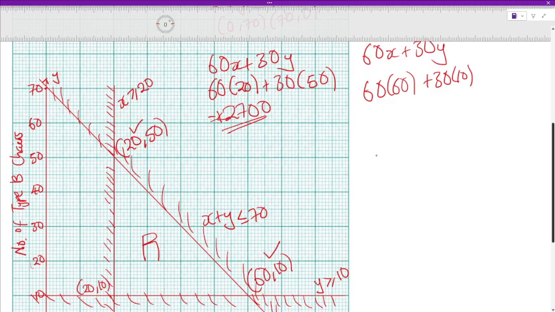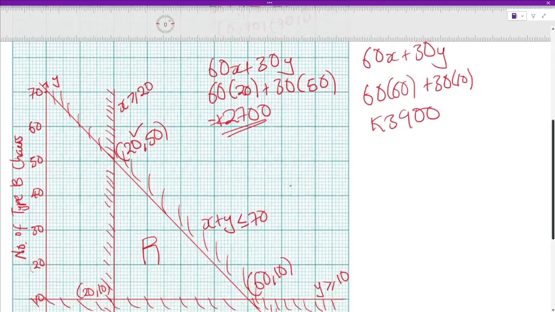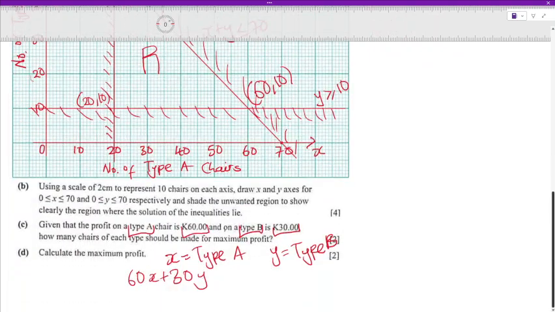That is giving me 3,900. Okay, therefore, in order to say, it is these coordinates that we are supposed to use. So therefore, the question says, how many chairs of each type should be made for maximum profit?